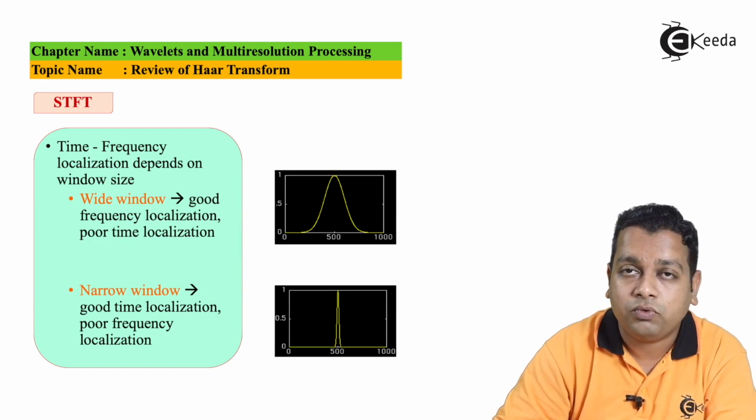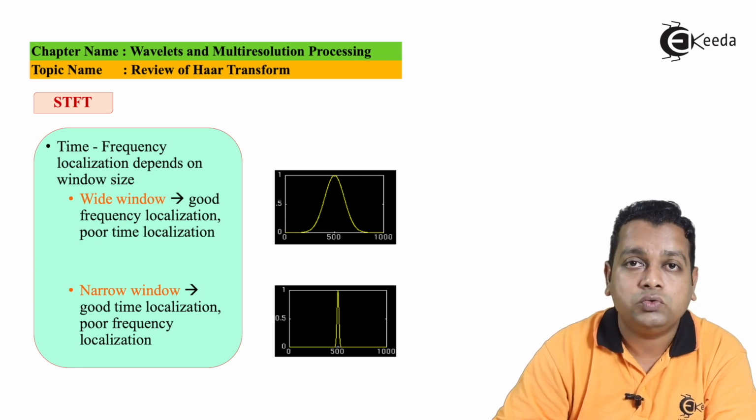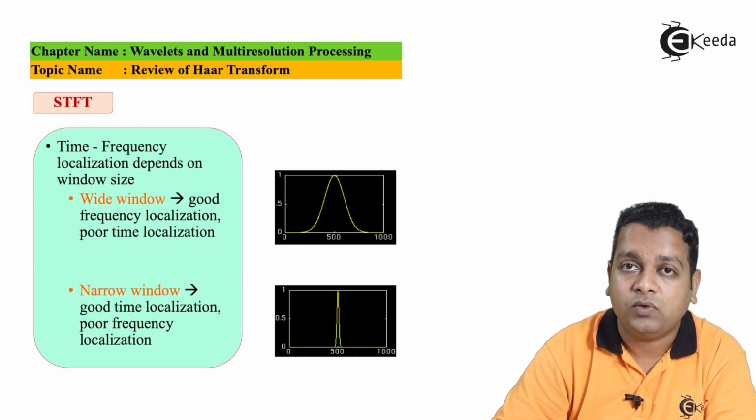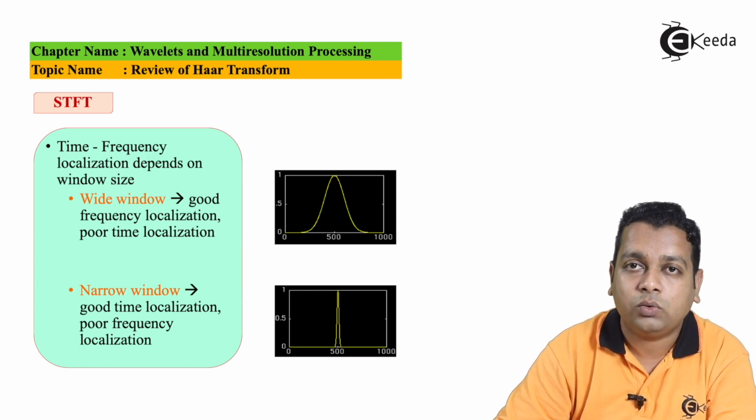For the short time Fourier transform, the use of a window was there. Here the time and frequency localizations are made possible with the help of, first of all, the STFT approach, and further it has been taken by the wavelet family. This localization of time and frequency depends on the size of the window. With respect to the STFT, the window size is fixed, whereas in wavelets the window size can be varied.